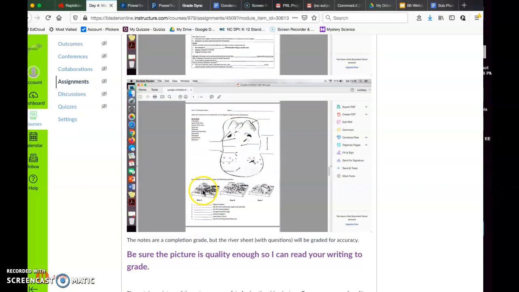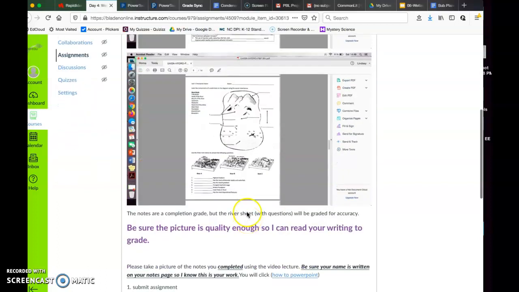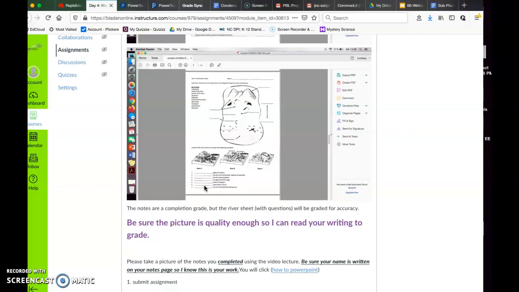You have a young river, a mature river, and then a very old river. Those are going to be used more than once. Label which one goes where. Be sure the picture is quality enough, because while this one is graded for completion in your notes, this one right here is graded for credit, so I would need to be able to read what you said. If I can't read it, I'm going to mark it as a 0 and tell you to try and take a better picture. So pull out your photography skills, please.